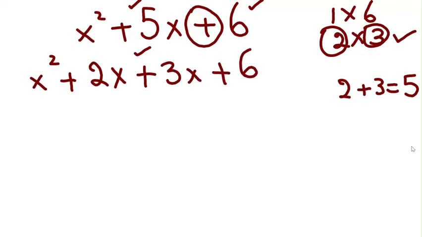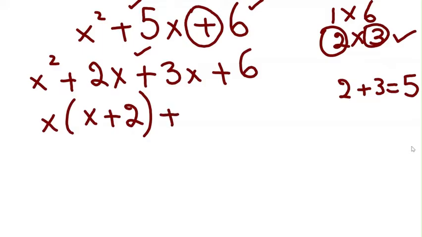After that, you have to take common from the first two terms. X is common here. So what is left inside the bracket? X plus 2. And after that, you have to take common from the last two terms. What is common in the last two terms? It is 3. So what is left in the bracket? X plus 2. X plus 2 and x plus 2.